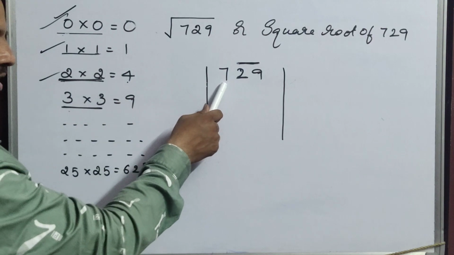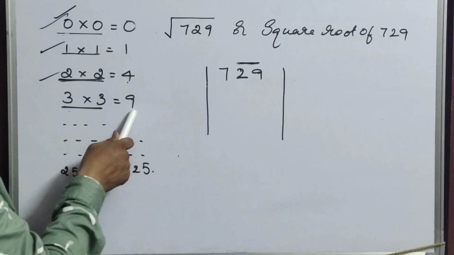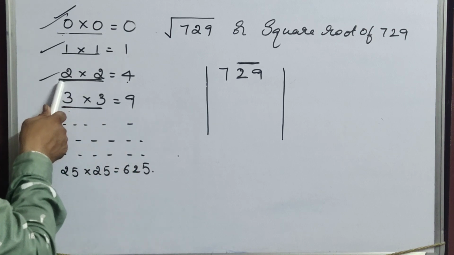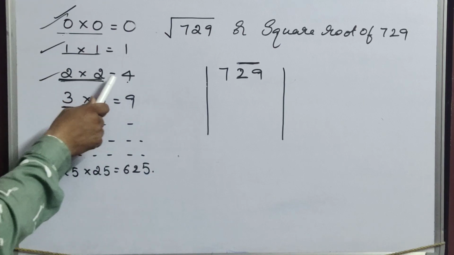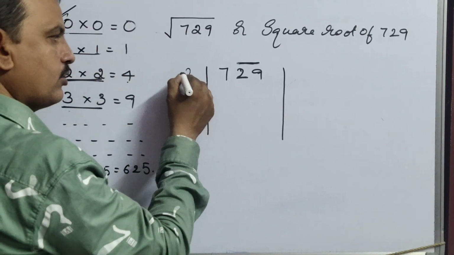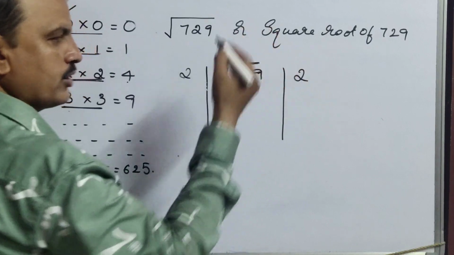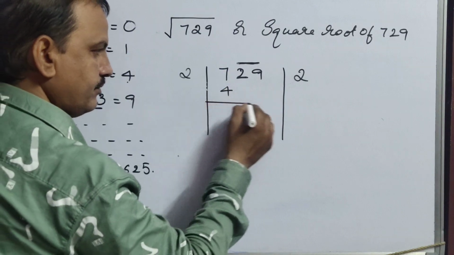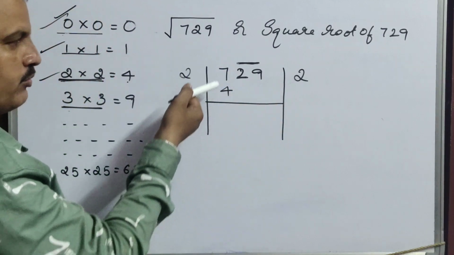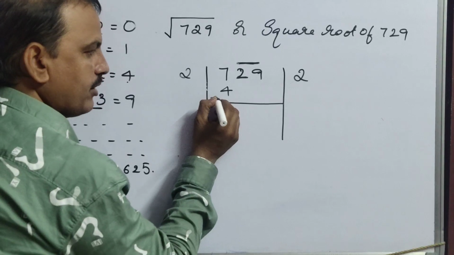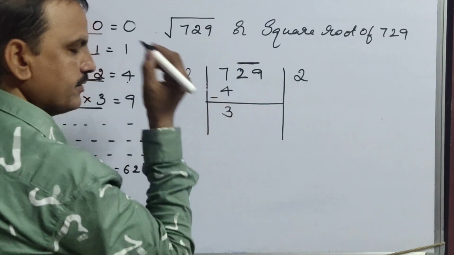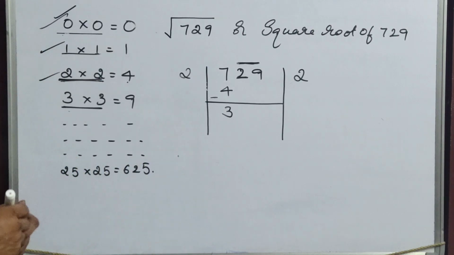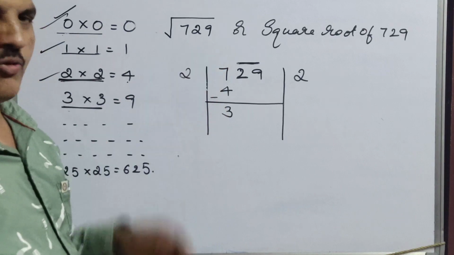Now here 7 is there. 3 3s are 9, that became big. So we have to go for 2 2s. 2 2s are 4. That means here 2, and another 2 you have to write here. Now while doing division you have to do subtraction. So 7 minus 4, that is 3.